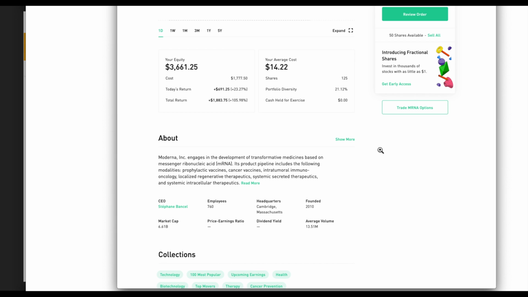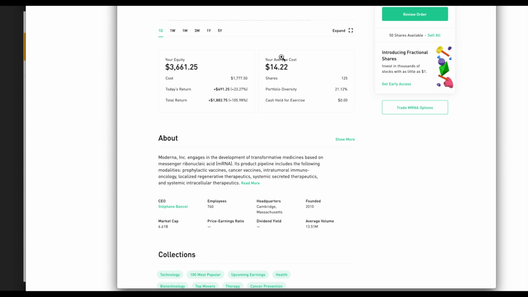Now, let's say that I still wanted to swing this position. The smart thing to do would be to sell out of my principal. So let's do this actually live. So we have $3,600 worth of equity in this position. So let's do $3,661 minus my profit of $1,883, which means I originally put up $1,778.